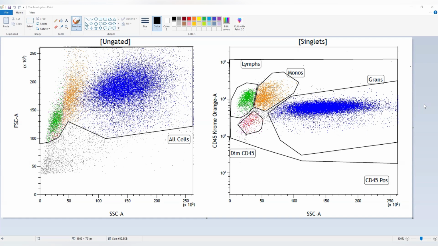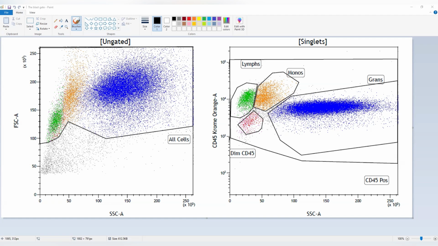So first of all, the most important plot to look at in acute leukemia cases is the CD45 against side scatter plot. And by doing this, we can identify this population here in red. The gate in red is called the blast gate because most blasts tend to be located in this location.